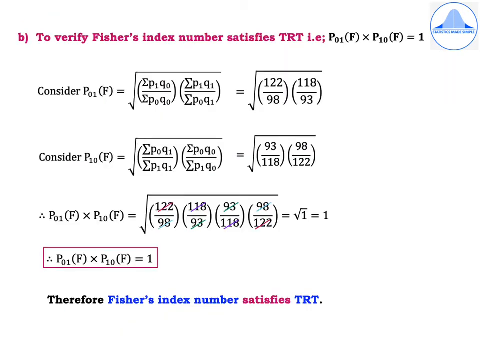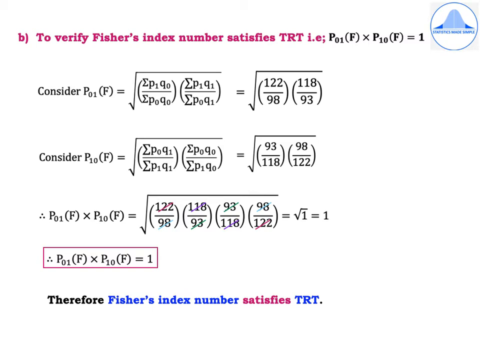Second subdivision, to verify Fisher's index number satisfies TRT. So we have to prove that P01 of F into P10 of F is equal to 1. So let's first consider P01 of F, which is equal to root of summation P1 Q0 divided by summation P0 Q0 into summation P1 Q1 divided by summation P0 Q1, which is equal to, substituting the totals, root of 122 by 98 into 118 by 93. There's no need to simplify because we'll see later on in the steps that the values will get cancelled.